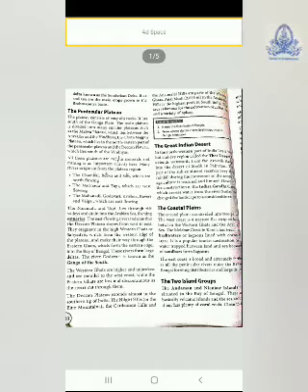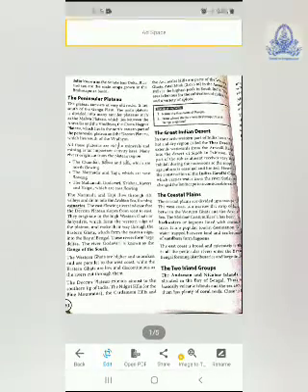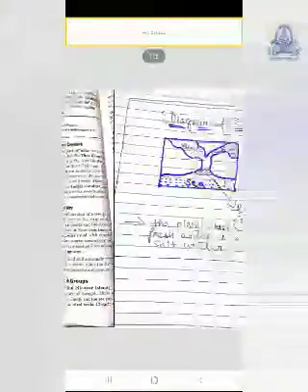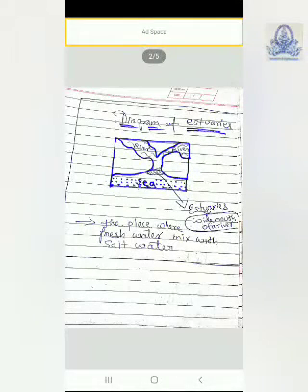Now estuaries means what? I will show you the diagram of estuaries. See this. This is the diagram of estuaries. In that we can see the rivers mixing into the sea or any water body. That wide mouth of a river is known as an estuary. You can see from this diagram.